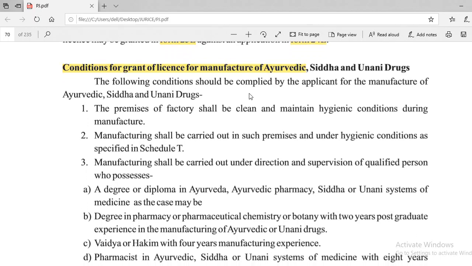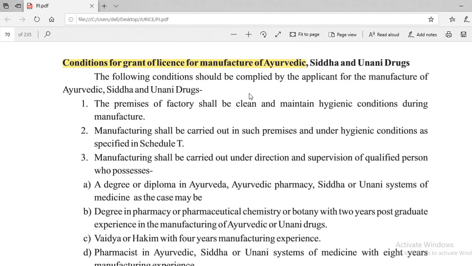Now what are the conditions for the grant of license for the manufacturing? As we have already seen, the conditions to manufacture various drugs, means Schedule C drugs, Schedule X drugs, are very stringent. But the conditions to grant a license to manufacture Ayurvedic and homeopathic drugs are not that stringent, but still we have to consider those criteria. If some of you want to open your Ayurvedic firm or homeopathic firm, then you must know these factors, what kind of requirements the licensing authority can demand, and what kind of conditions you should fulfill before they will grant you the license.